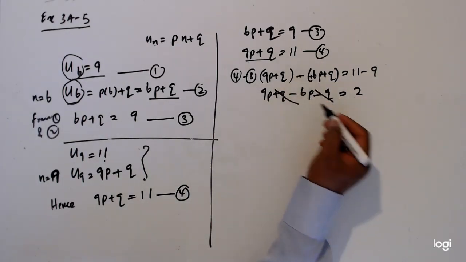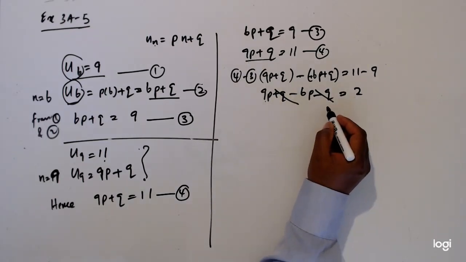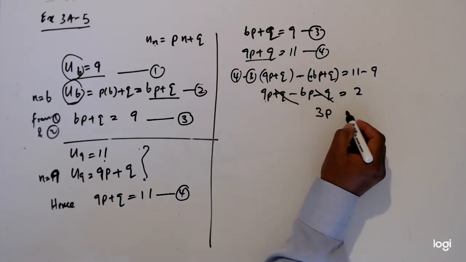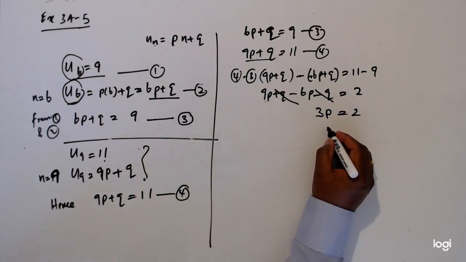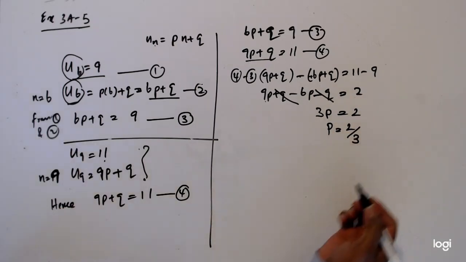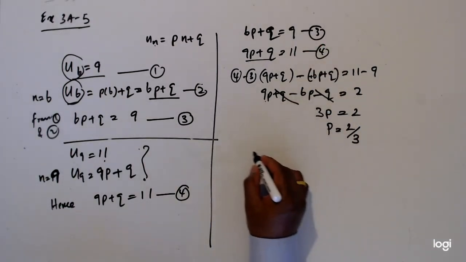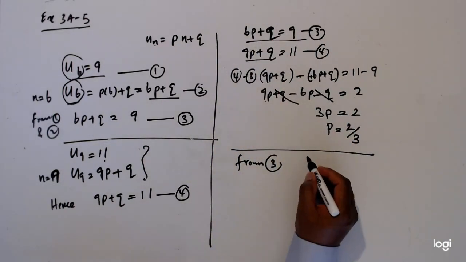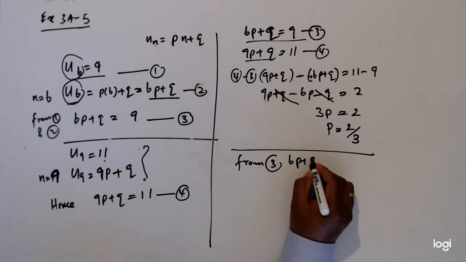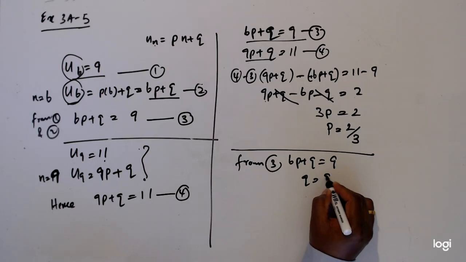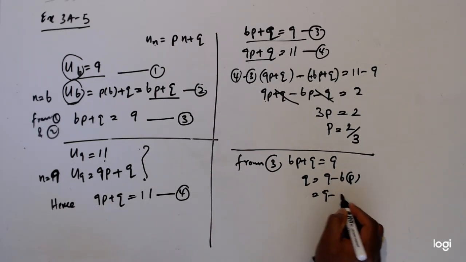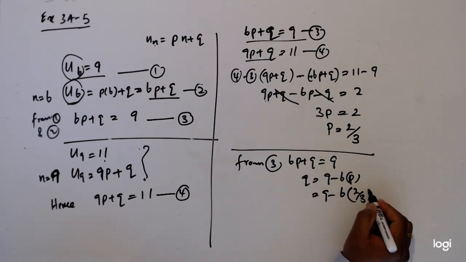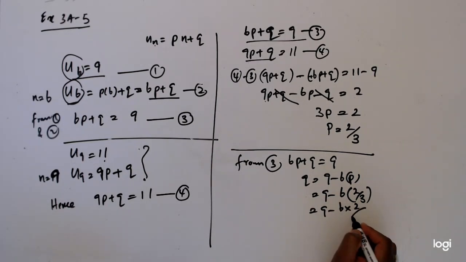And the minus Q plus Q cancel out. 9P minus 6P is going to be 3P equal 2. So P equal 2 over 3. Now we know the P value. From 3, we'll use this one, 6P plus Q equal 9, so Q equal 9 minus 6P. P is 2 over 3, so 9 minus 6 times 2 over 3, this is 4, so 9 minus 4 equal 5.